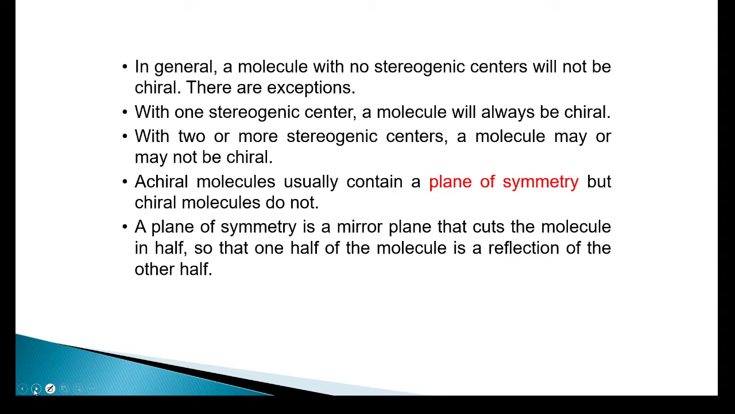So let's put that all together. No stereogenic center, so no carbon bonded to 4 different things. Most likely then, my molecule will not be chiral, which means achiral. My mirror image will be superimposable, which means we won't have any enantiomers. If I have only one stereogenic center, then our molecule will always be chiral. The mirror images will always not be superimposable. The mirror images will be enantiomers of one another.